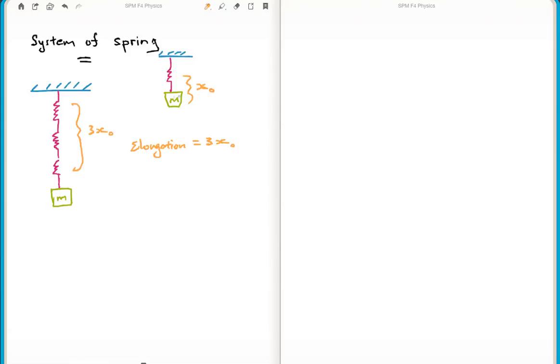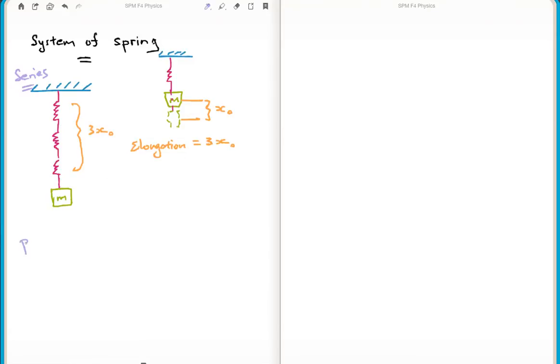Meaning from here, elongate to here. Maybe next moment it will be here. I mean, to be specific, this is the elongation. We talk about elongation, not the length of the spring. It's the elongation from here to here. So you have three springs arranged in series. They all feel the same pull. All atoms feel the same pull.